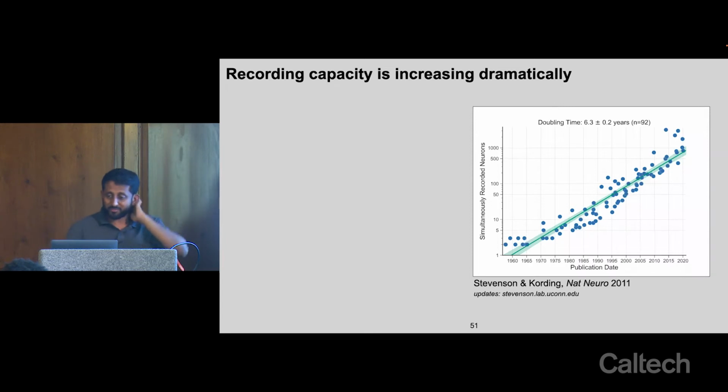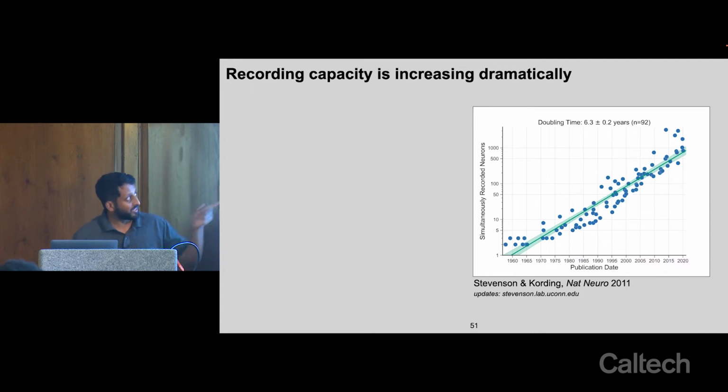But of course, hopefully everybody knows that these limitations are changing. To give some more motivation, our capacity to record from neurons is increasing dramatically. This is a plot from Ian Stevenson and Konrad Kording from 2011, and it's been updated since, where they surveyed the literature and asked how many neurons people report being able to simultaneously record. In the 60s, recording one or two neurons was the gold standard, and that's steadily increasing. But look at this y-axis. That's a log scale. So a linear trend on a log scale means an exponential increase in the number of neurons that we're able to record.